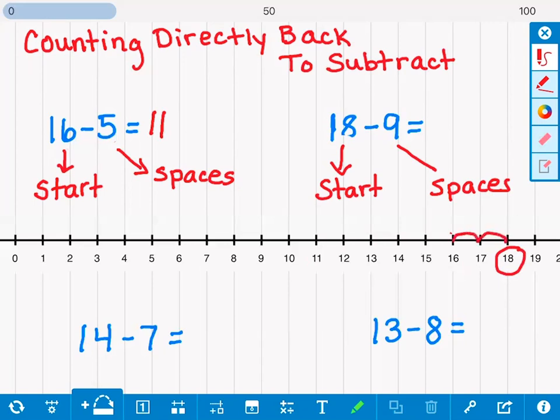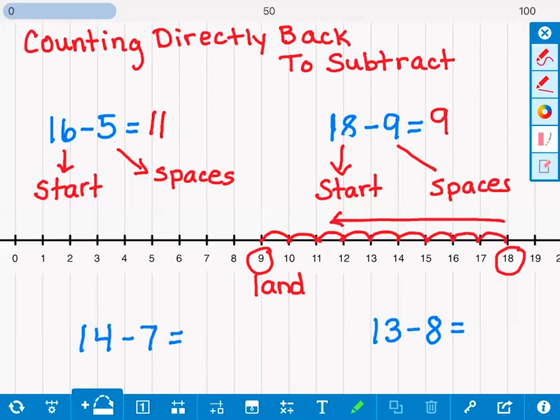1, 2, 3, 4, 5, 6, 7, 8, 9. And I also landed on 9. And we probably remember that from when we were learning about doubles. 9 plus 9 makes 18. And that is a related fact to 18 minus 9. But you can see we counted backwards on the number line.